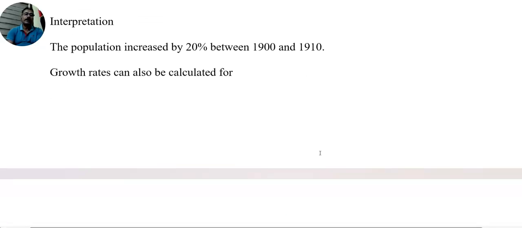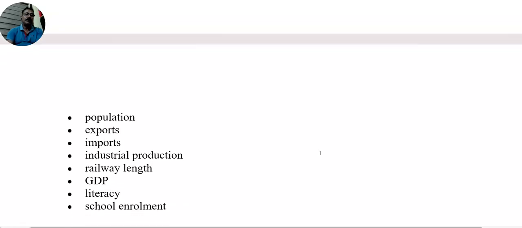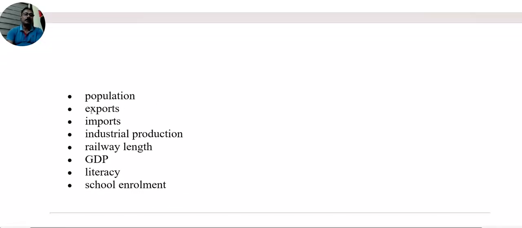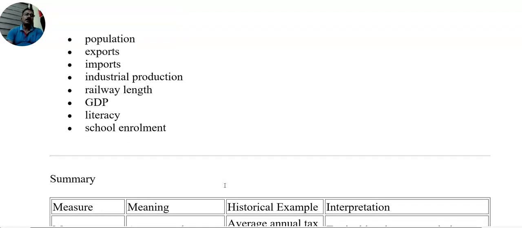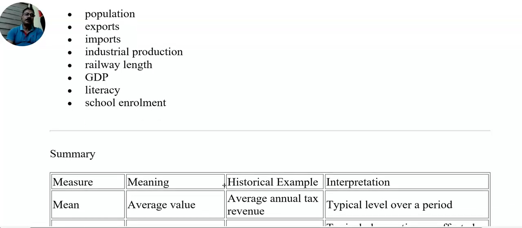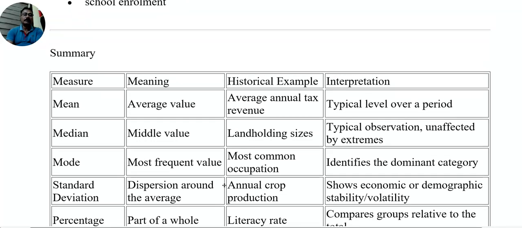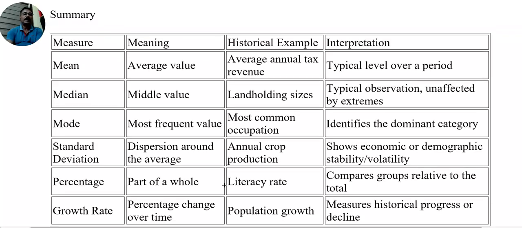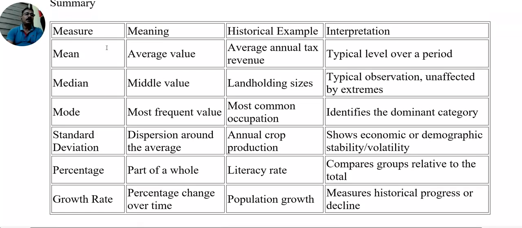Growth rate can also be calculated for many other variables: population, export, import, industrial production, railway length, GDP, literacy, school enrollment. For any kind of variable that is required by the researcher, we can apply this. So how can we summarize the total analysis? The measures we have discussed in this video are mean, median, mode, standard deviation, percentage, and growth rate.